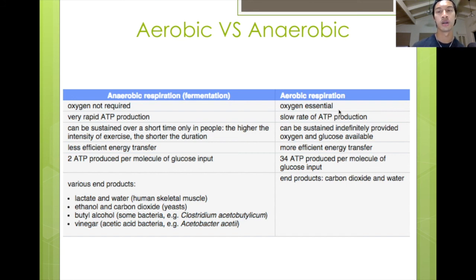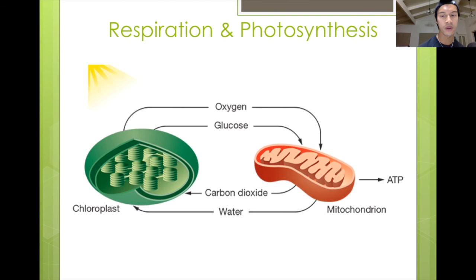In aerobic respiration, you need oxygen. It's a slower rate, but can be sustained indefinitely so long as you have oxygen and glucose available. It is much more efficient, sitting at about 34 ATP molecules, and the end products are carbon dioxide and water for all organisms. Okay. This final slide shows the relationship that chloroplasts and mitochondria have with one another, that the products become the ingredients of each other, and therefore plants have a dependency on animals, and animals have a dependency on plants, and so forth.